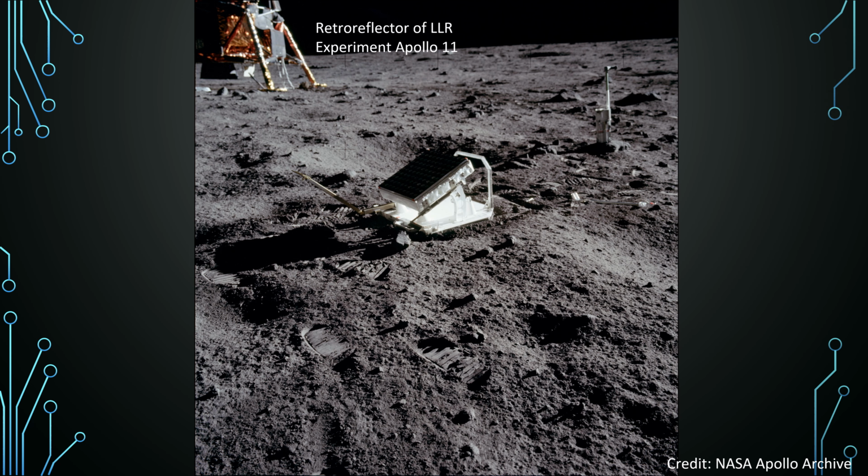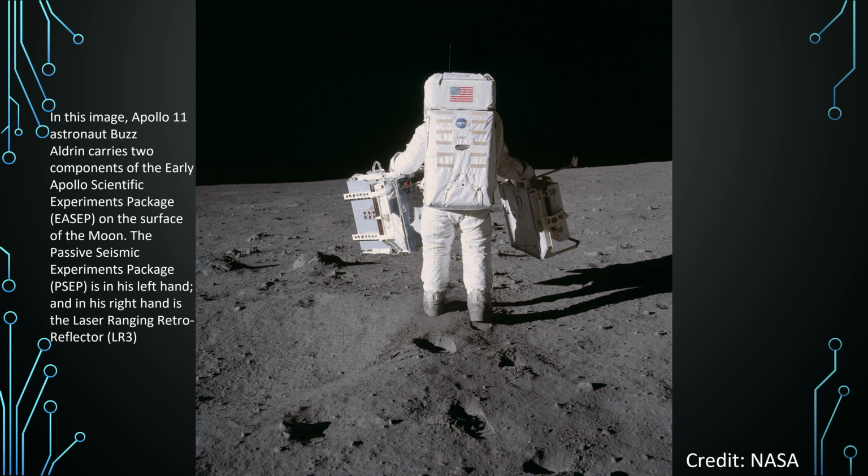Here you can see retroreflectors of Apollo 11. Also here in this image, Apollo 11 astronaut Buzz Aldrin carries two components of the Early Apollo Scientific Experiments Package (EASEP) on the surface of the moon. The Passive Seismic Experiments Package (PSEP) is in his left hand, and in his right hand is the Laser Ranging Retroreflector (LR3).